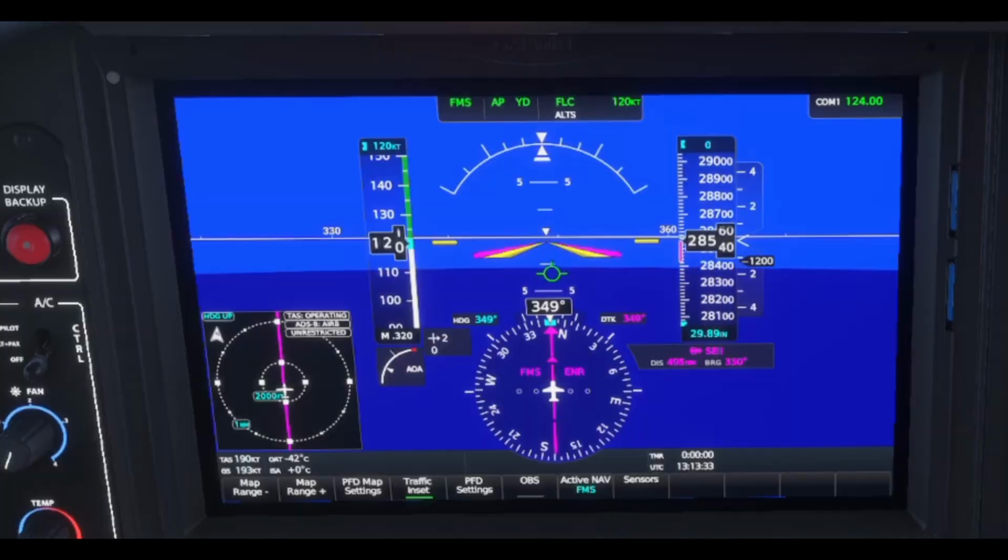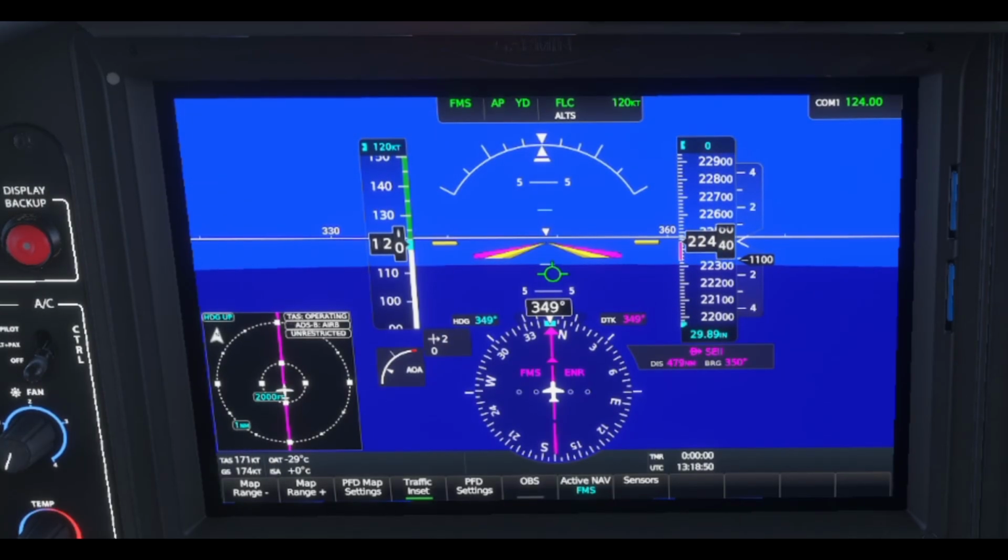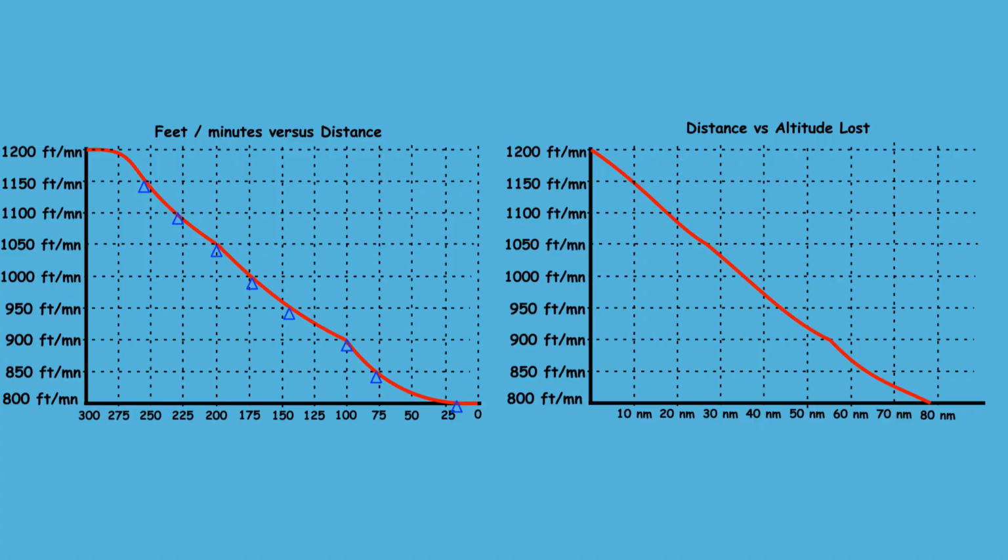So to not completely scrub the test, I decided to leave it unfeathered and set up the plane for the test. To make it accurate, I set up the plane with the autopilot in FLC mode at 120 knots, the advertised gliding speed. What I found is there is no consistency, no real curve. I do have a drop in the slope when comparing feet per minute versus altitude, and no real change with the altitude versus distance.